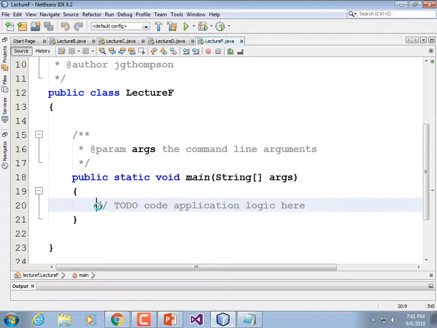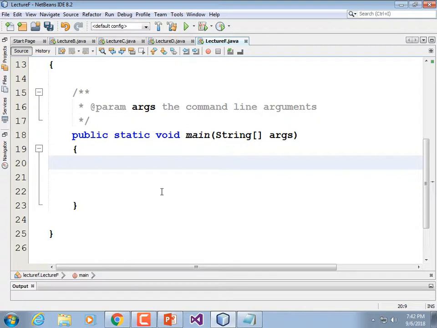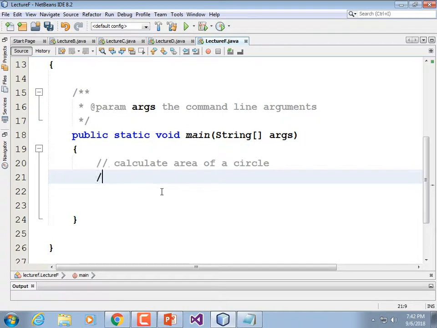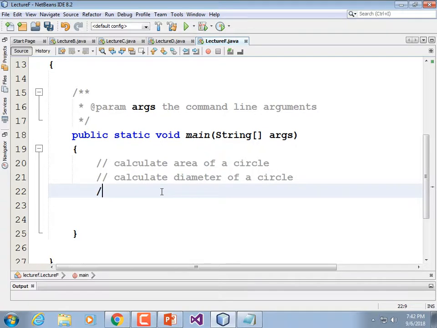So here's what I want my program to do. I'm just going to kind of blue sky it here. One, I want to be able to calculate the area of a circle. That's one choice. Two, I want to be able to calculate the diameter of a circle based on its radius. And the last thing I want to be able to do is calculate the circumference of the circle.